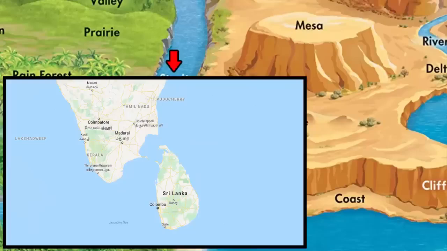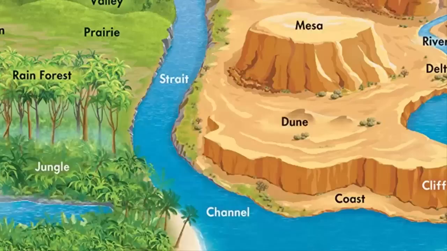creating a strait. In India, we have the Pak Strait, which is between the Indian state of Tamil Nadu and the island nation of Sri Lanka. It connects the Bay of Bengal in the northeast with Pak Bay in the southwest.